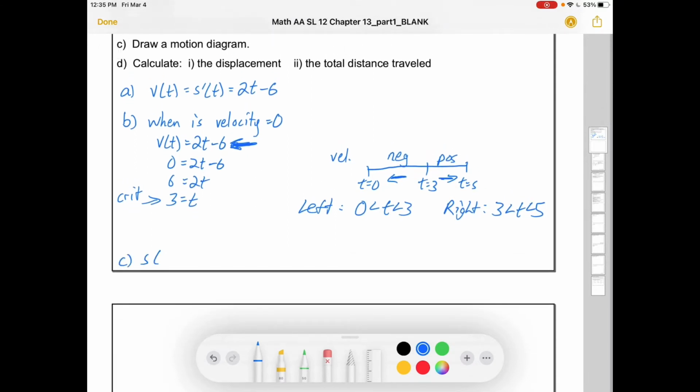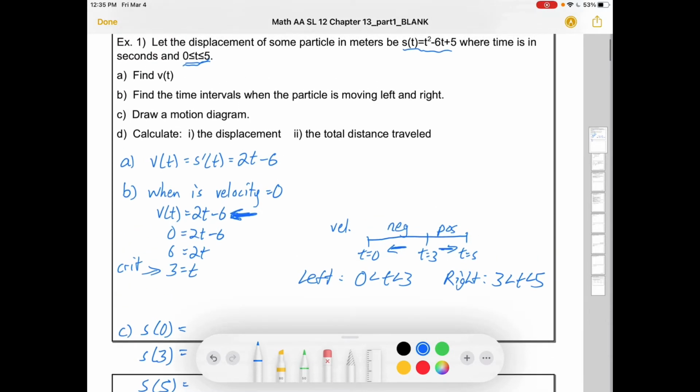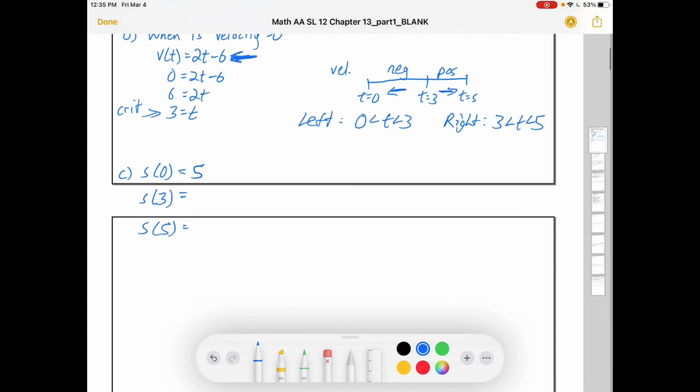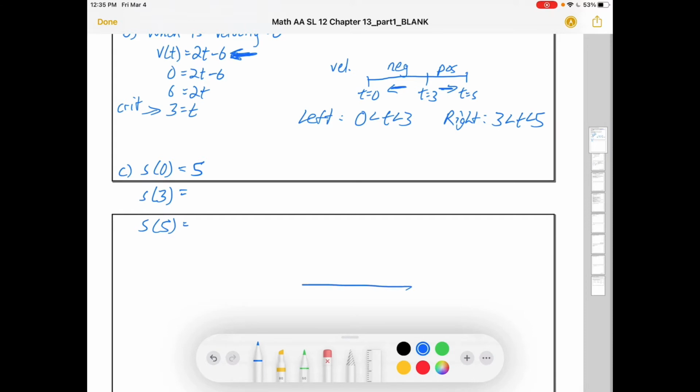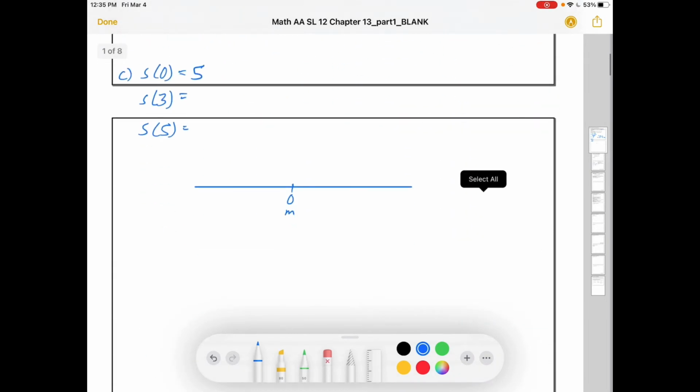And so to answer that, we've got to figure out, where did the particle start? Where was it when it changed directions? And where did it end? Because the interval's only from 0 to 5 here. So s at 0, if I put 0 into this, I'm going to get 0 squared minus 6 times 0 plus 5. So when this particle starts its motion, here's the origin. What are we in? We're in meters, 0 meters. And it starts its motion right here at 5. When time equals 0, that's where it is.